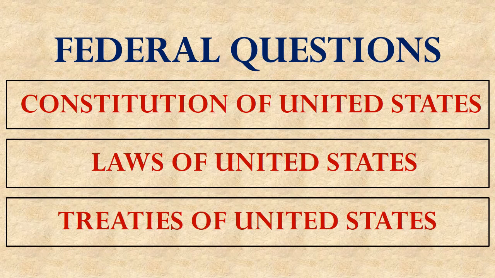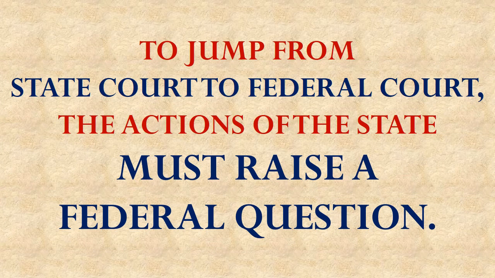So let me remind you what those federal questions are. A federal question concerns the Constitution of the United States of America, or the laws of the United States of America, or treaties of the United States of America. So, to make the jump from state courts to federal courts, you must claim that the actions of your state are raising a federal question. In other words, you say, hey, when the state stopped me for that traffic ticket, and then took me to court and prosecuted me for it, and then I appealed and my conviction was upheld, and then I went to the state Supreme Court and my conviction was upheld, what they were doing to me in some way either violated the Constitution of the United States of America, or a law of the United States of America, or a treaty of the United States of America.